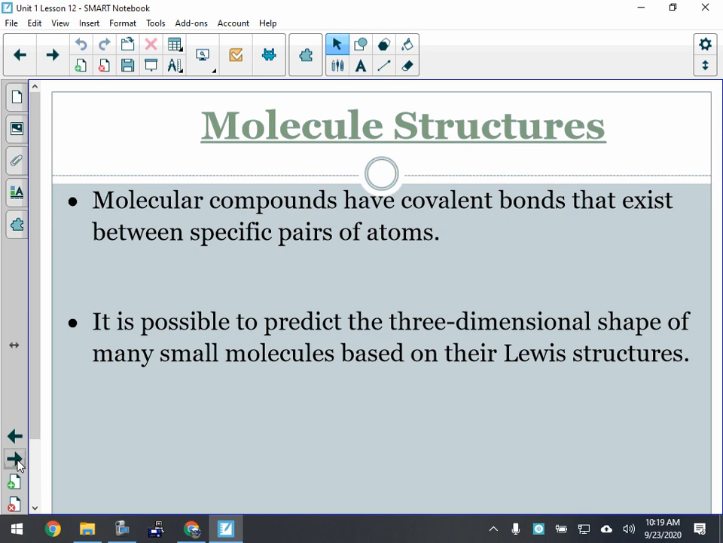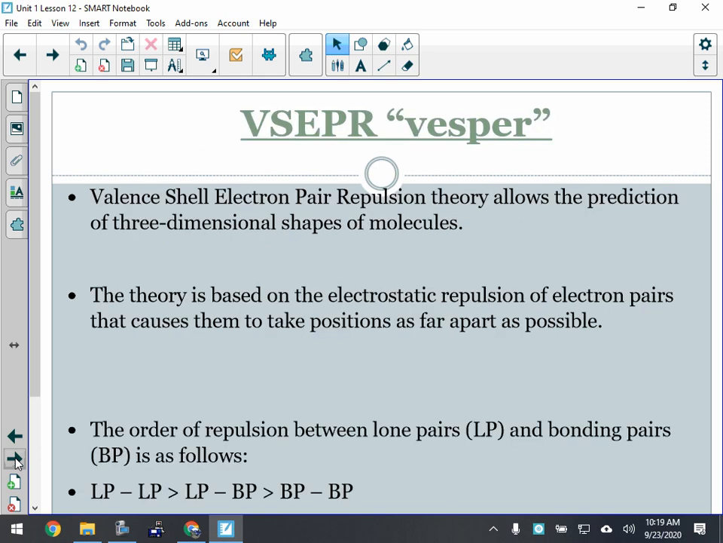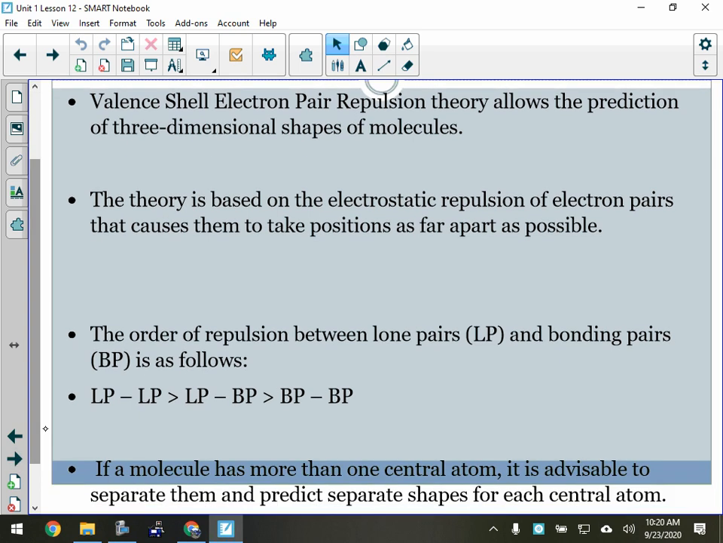We started one yesterday based on their little Lewis structures. We talked about VSEPR, valence shell electron pair repulsion theory, where electrons pair up and want to repel each other. The theory is based on, like I said, repulsion being maximized, yes? So the repulsion has to be maximized. I think I wrote that down there yesterday.